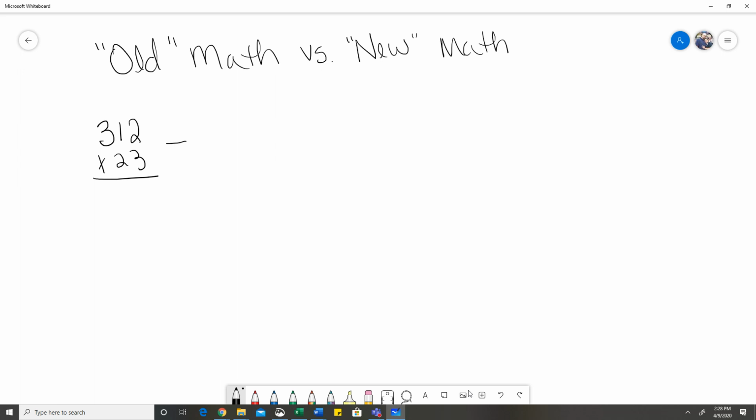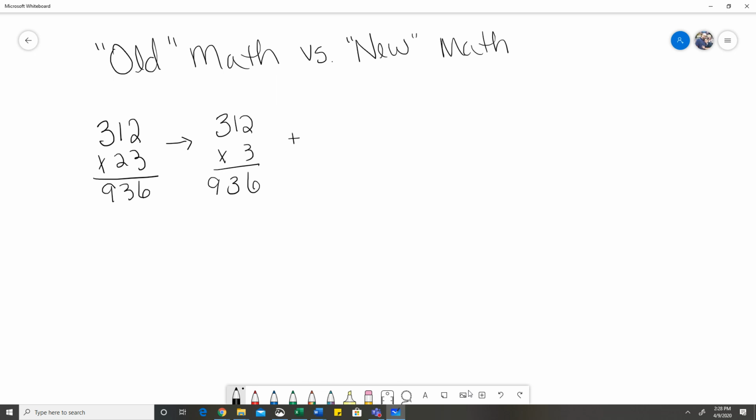Back in the day, we were taught that we're going to multiply the 3 first, the 312 by 3, and then the 312 by 2. Okay, so we have the 312 that we're multiplying by 3. When I do 3 times 2, I get 6. 3 times 1 is 3. 3 times 3 is 9. Okay, so we write it as 936 right under here.